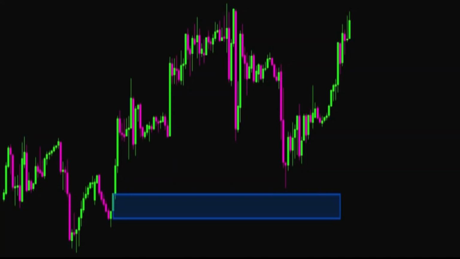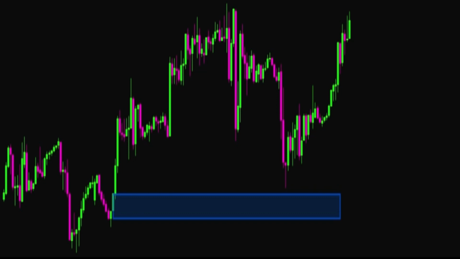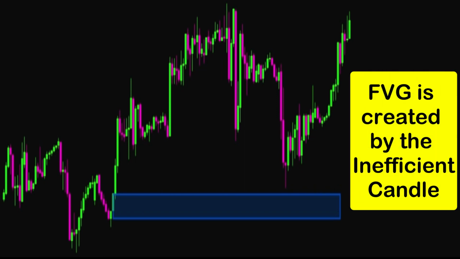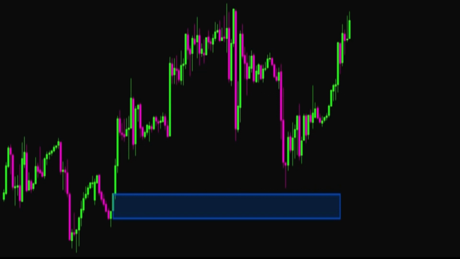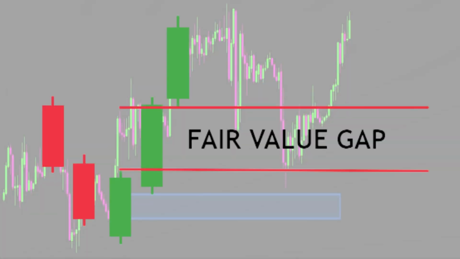So, we should plot the fair value gaps along with the bullish order block zones in the market during the uptrend. Now let us understand this concept of fair value gap, which would help us in getting correct entries into the market. A fair value gap is a gap that the inefficient candle creates in the market. During the bullish trend, the fair value gap is plotted from the high of the previous candle of the inefficient candle to the low of the next candle of the inefficient candle.